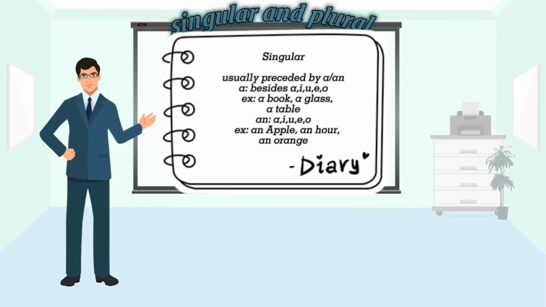While the article an is the opposite of a, it is used when nouns begin with the letters A, I, U, E, O. For example, an apple, an hour, and an orange. Hour uses an because it is pronounced with a vowel sound, so it starts with a vowel sound, not the letter H. An orange, because it starts with the letter O.